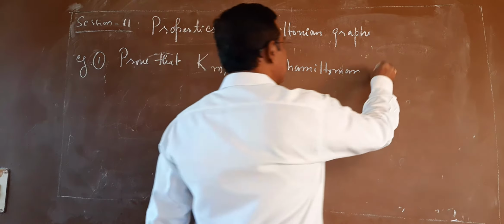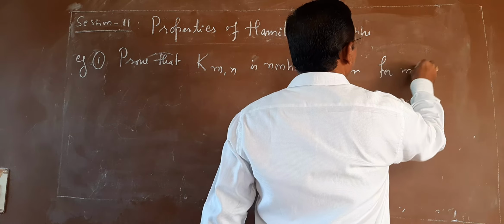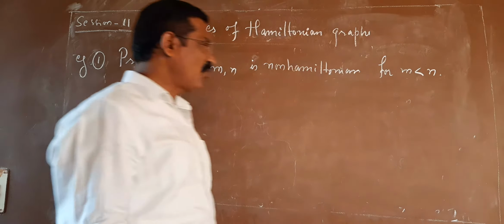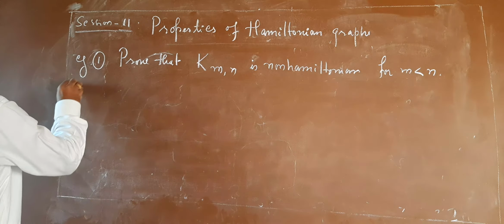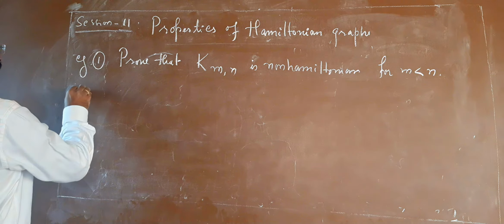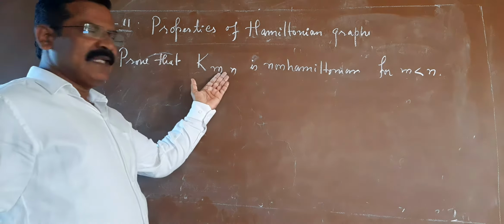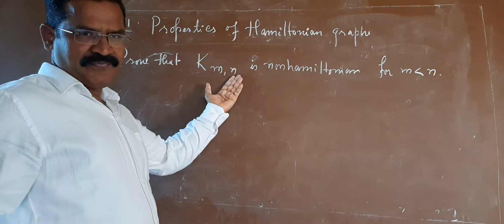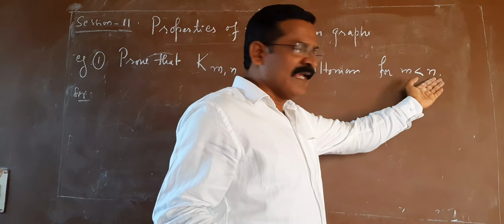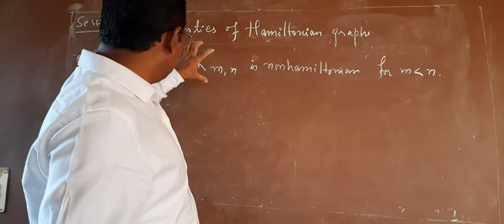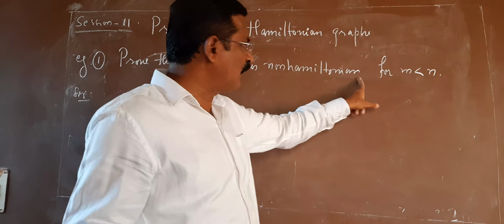For m less than n. Okay, so this we have to prove. We are trying to prove, you can say, solution. So what is given? K_{m,n}. It is a complete bipartite graph where m is less than n. In this case, this graph is non-Hamiltonian.